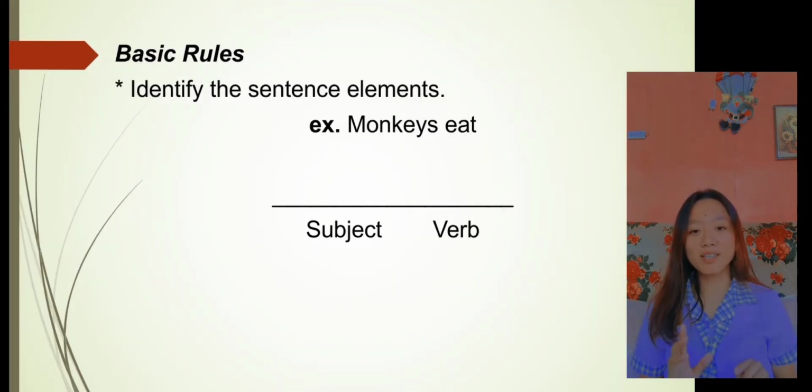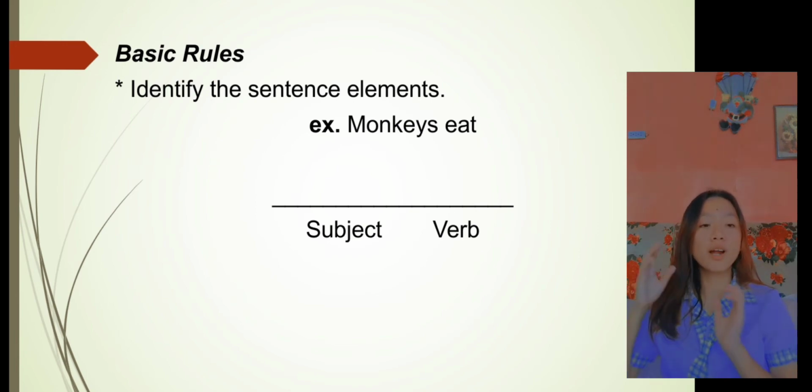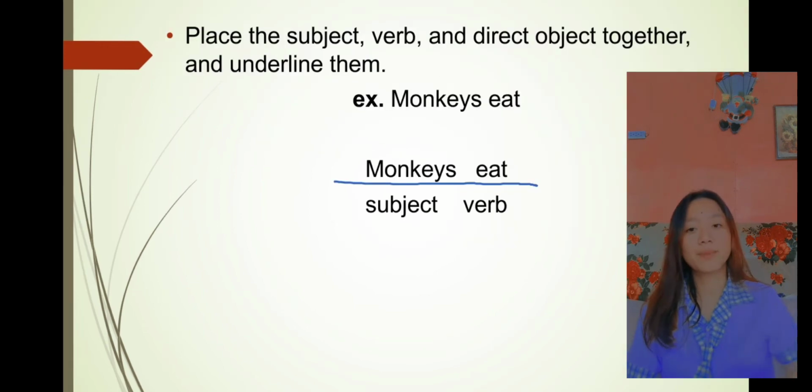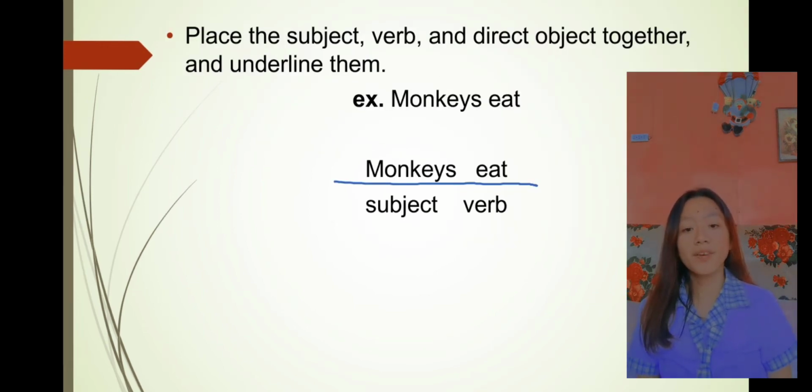In diagramming a sentence, we first identify the sentence elements or the components. So the example sentence here is monkeys eat. In this example sentence, we're going to identify where the subject and the verb are. Next, place the subject, verb, and direct object together and underline them. Our sentence is monkeys eat. So monkeys is our subject, eat is our verb. So we are going to take monkeys and eat, put them together and underline them.